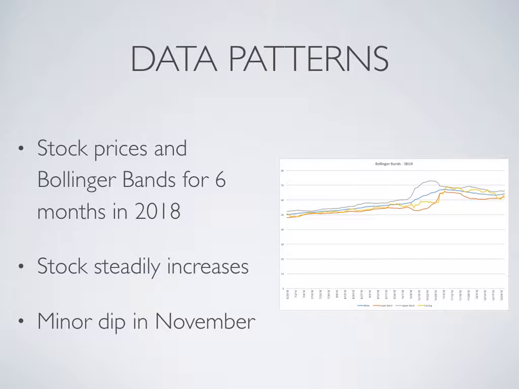For data patterns, I'm reverting back to last week's assignment and looking at the stock prices and the Bollinger Bands for 6 months over 2018. The stock steadily increases, and as you can see, there is one minor dip in November, and that is gradually starting to increase again. So you can see that the data pattern is fairly steady across the board with little dips, a little bit of growth, and then slightly averaging off again.